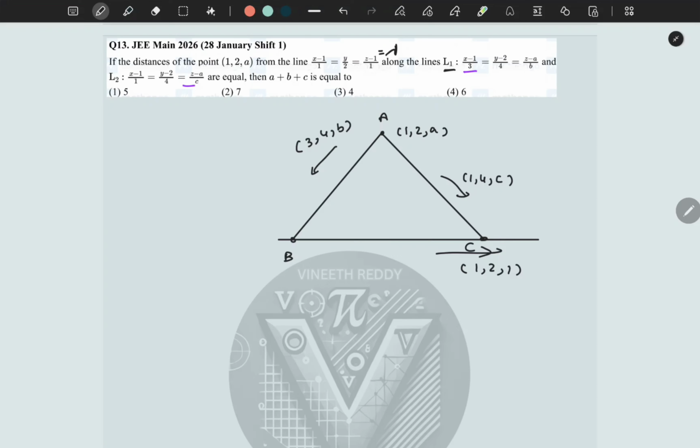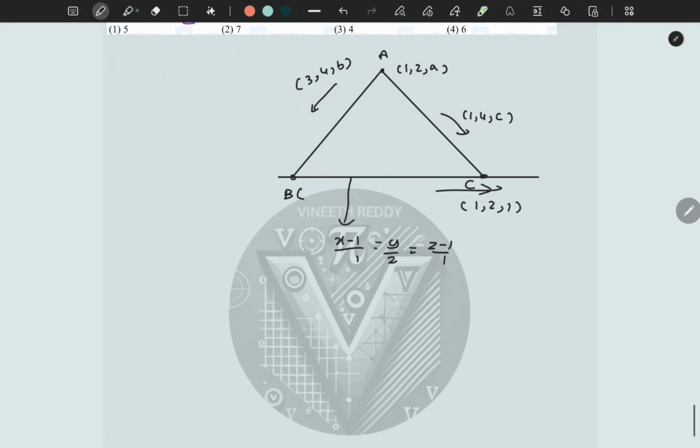So what we will do is one thing. We know this line, right? So we'll take point B. This line equation is (x minus 1) by 1 is equal to y by 2 is equal to (z minus 1) by 1. So we will assume the point B in terms of lambda. So it should be lambda 1 plus 1, and then 2 lambda 1, and then this should be lambda 1 plus 1. Why am I writing it in this way?